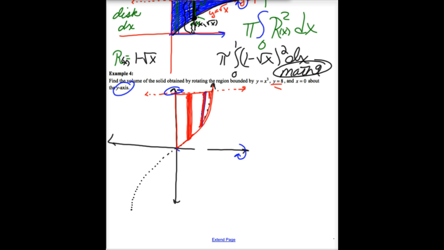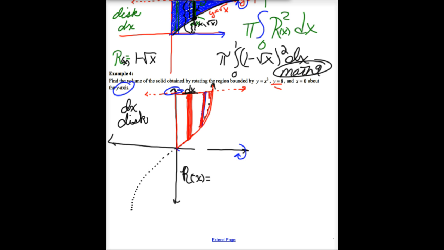Well, this is definitely dx. There's no gap here with the axis of rotation, so it's going to be a solid cylindrical disk. So this is a dx problem. It's going to make disks. I'm going to need to find my radius with respect to x once I set this up. So let's have at it.